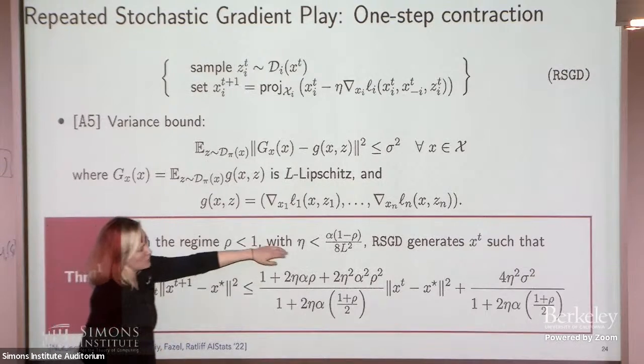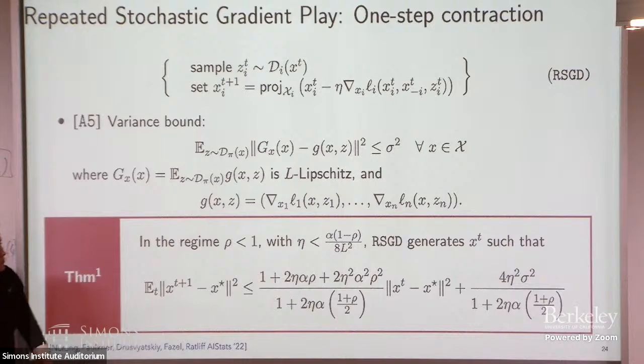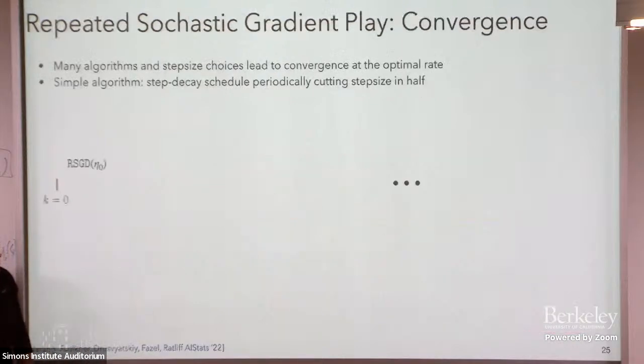If we choose our step size appropriately, then we can get this one-step contraction. Once you have a one-step contraction, you can do all kinds of different algorithms to converge to the equilibrium of this process, which is the performatively stable point. One such algorithm is to just decay the step size in half over a bunch of epochs.